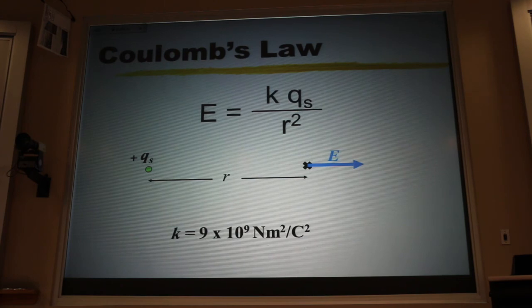That constant, 9 times 10 to the 9, will be on the front page of the exam. It's called Coulomb's constant.